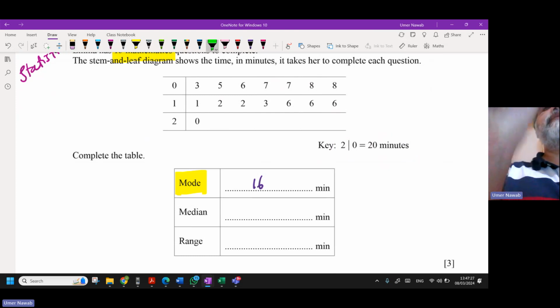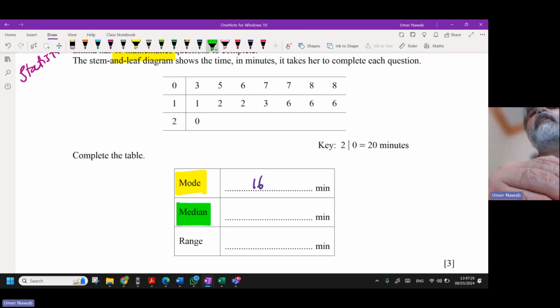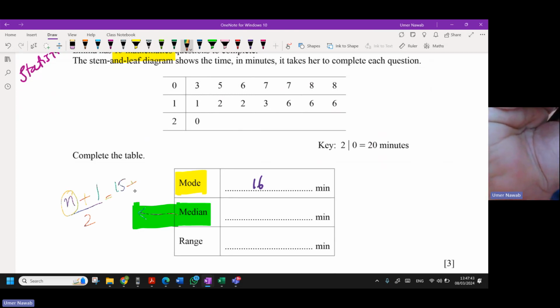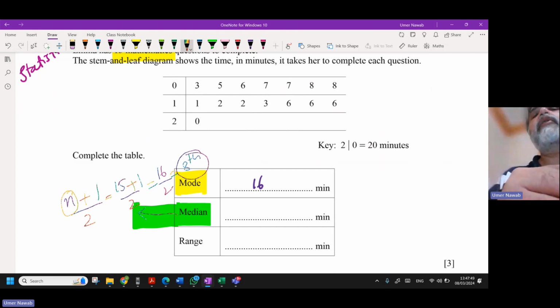Now next is median. Guys, in order to find the median, although I have told you one formula in the exam, I will write it for you guys. This formula is n plus 1 divided by 2. N is representing total number of values. So total number of values are 15. So 15 plus 1 over 2, it is giving you 16. 16 over 2, it is equal to 8. So basically, 8th value is your median. 8 is not the median. 8th value is the median. So can I count it?